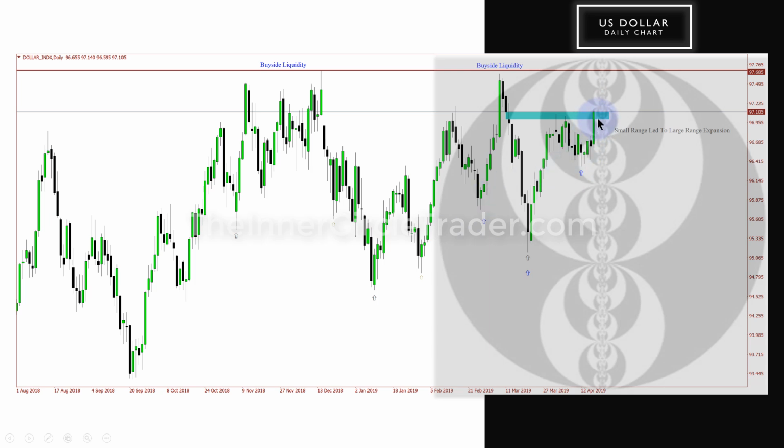Now, it needs to continue next week. It can't just have this one little pop up and close in the volume imbalance, because that's a minimum upside objective. We want to see it now make a run for the buy side liquidity up here. This low is an intermediate term to long-term low.